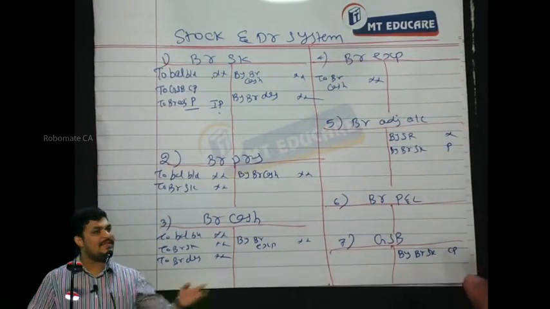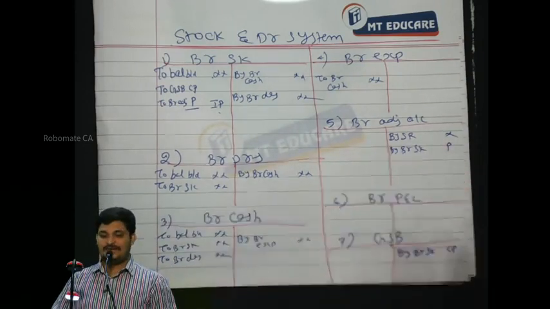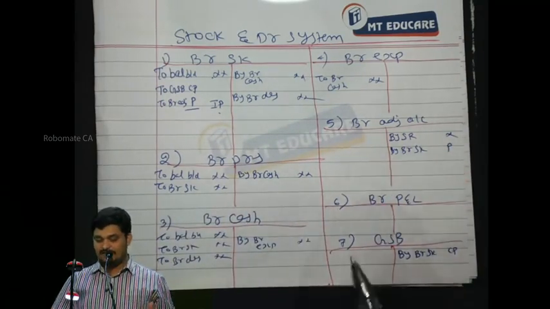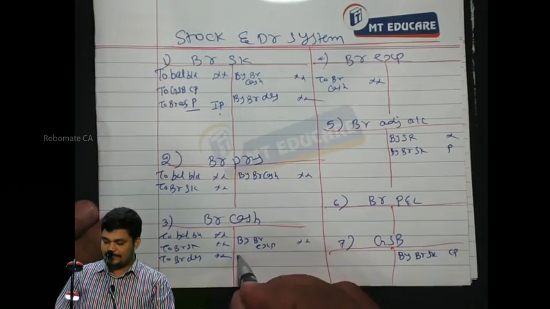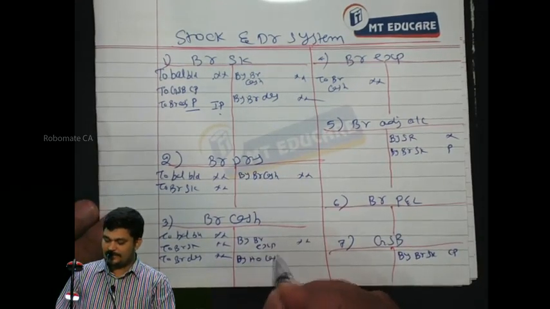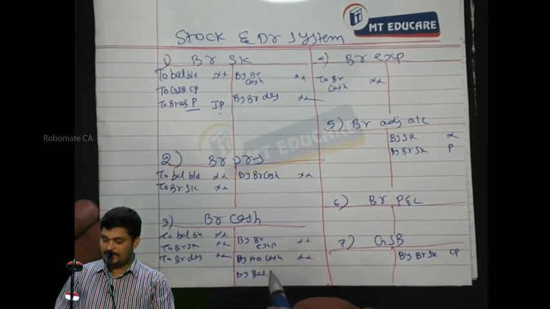Everybody, other entries I am not making in full, just to demonstrate the normal flow of entries only, correct? So loss of stock or any other thing I am not making. Remittance to head office: head office to branch cash. Everybody, the balance will be there in the closing. Balance carry down.